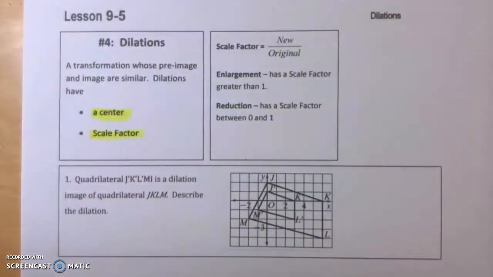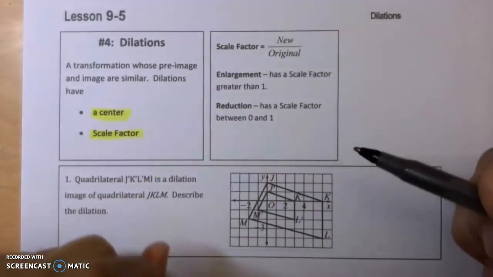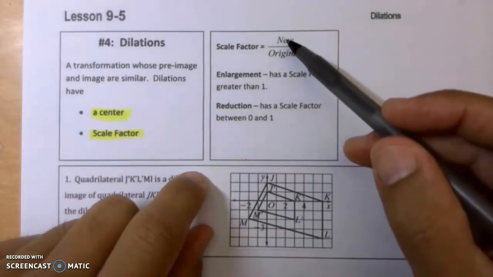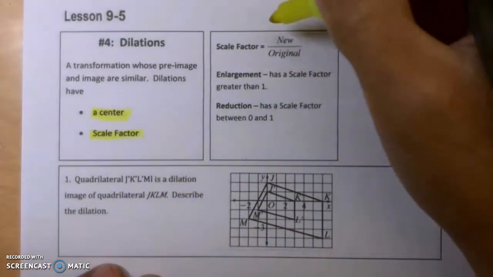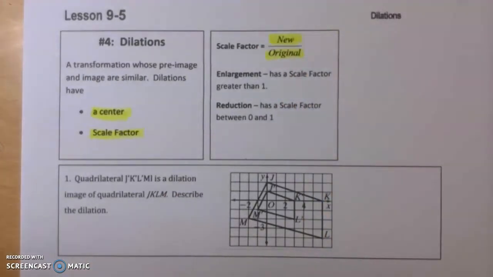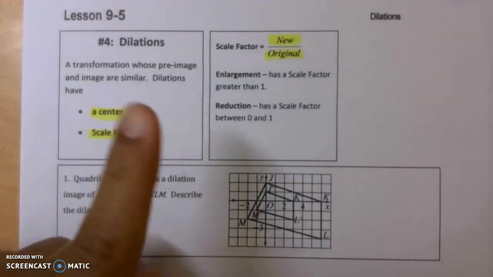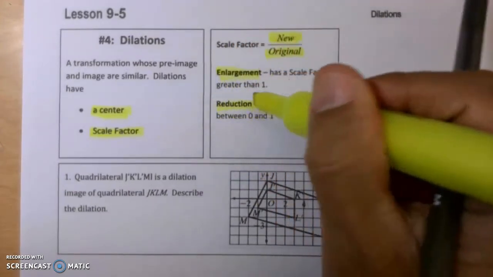How much bigger is the new image going to get, or how much smaller is it going to get? Speaking of scale factor, let's take a look at this. The scale factor is a comparison. You're always going to have the original figure, the pre-image, and the new image. You would just take a side length and compare new to the original. So this would be the scale factor number here: new over the original. If this result is bigger than 1, the figure is an enlargement. If it is less than 1, then it is a reduction.